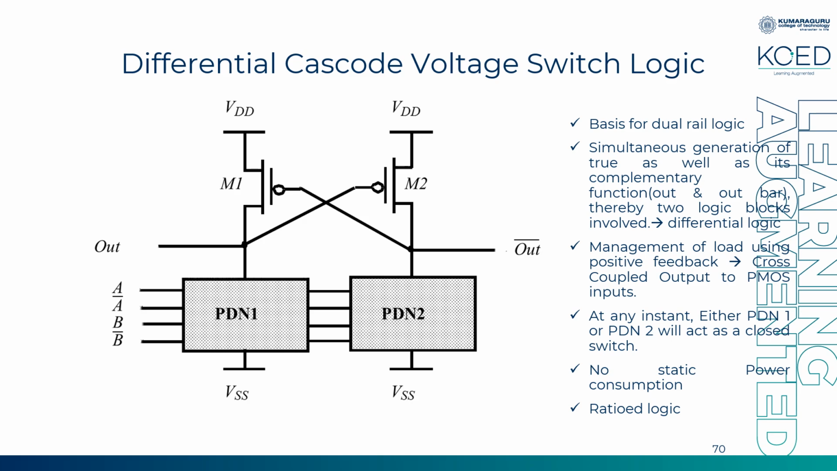And as usual, at any instant, only one pull-down network will be in the on condition, or will be active, and there is no static power. So you don't have a path from VDD to ground. Supply and ground, there is no path at that instant, so you get no static power consumption. And this is a ratio logic. That is, you have to maintain a W by L ratio between the pull-up and pull-down network.